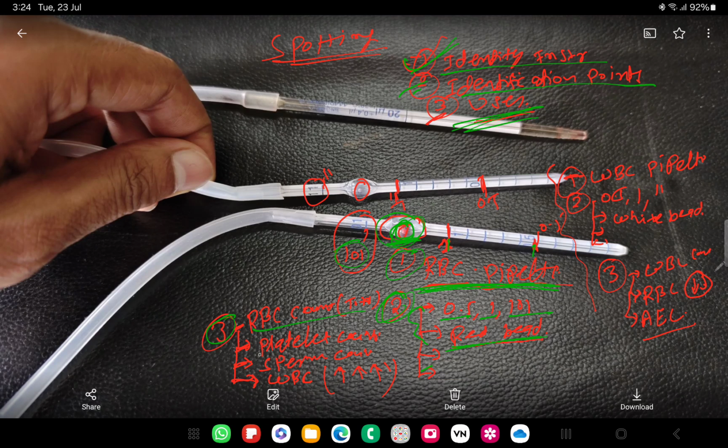Second and third points are the uses of the RBC pipette. So first RBC count, second one is platelet count, third one is sperm count, fourth one is WBC count, in case the WBC count is very much high.